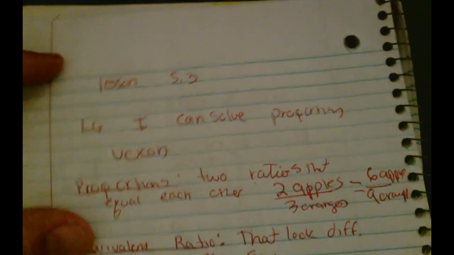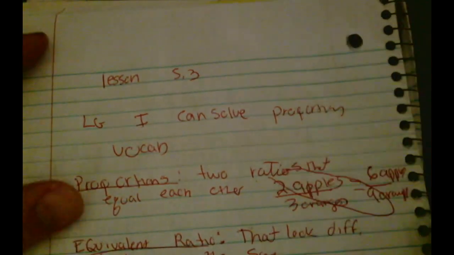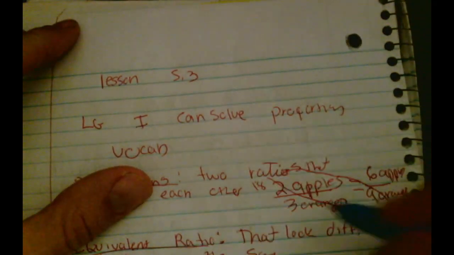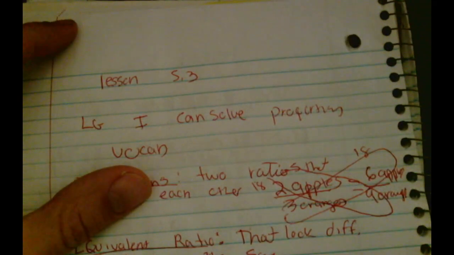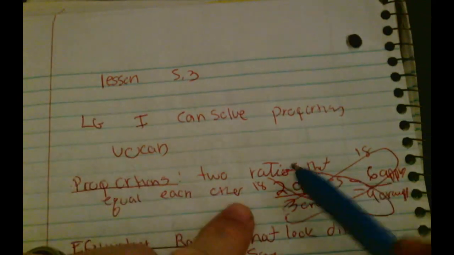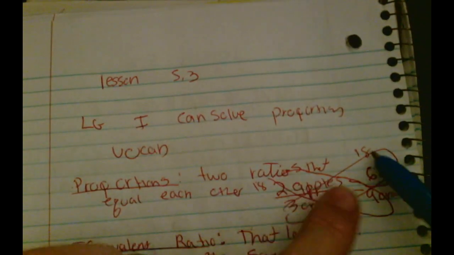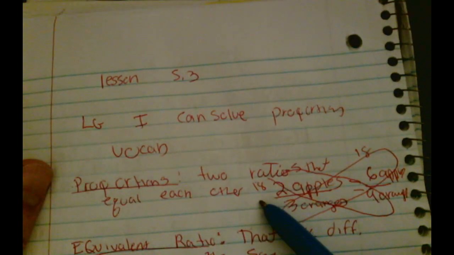And as we'll see in today's lesson, you can check to see if proportions are the same by multiplying opposite. And we can see that two proportions here are the same because this side here equals 18 and this side here equals 18. So once again, proportions are two ratios that are equal.